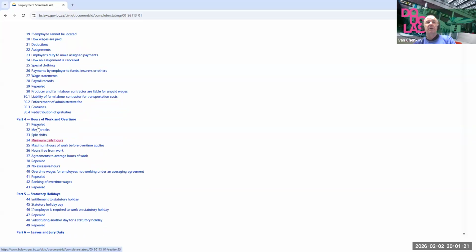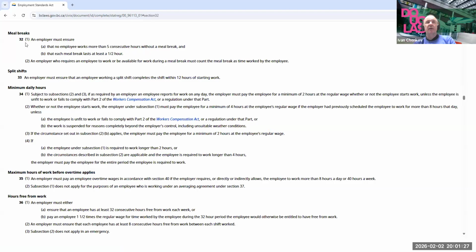And here you can see one is repealed, meal breaks. Do we have the meal breaks? Meal breaks: employer must ensure that no employee works more than 5 consecutive hours without a meal break, and that each meal break lasts at least half an hour. An employer who requires an employee to work or be available to work during the meal break must count the meal break as time worked by the employee.